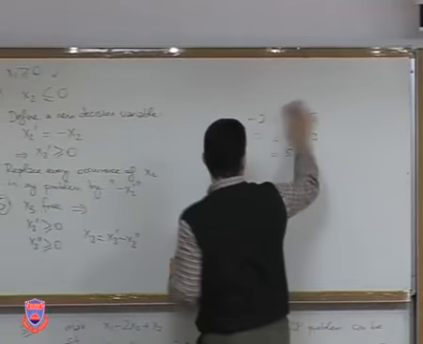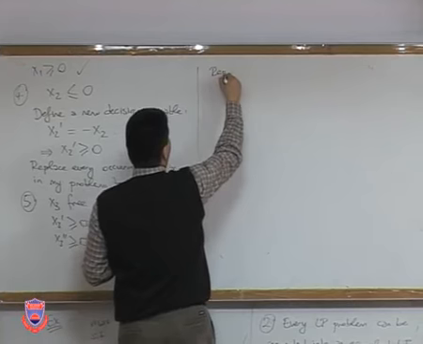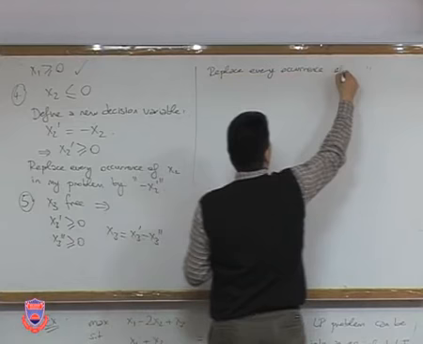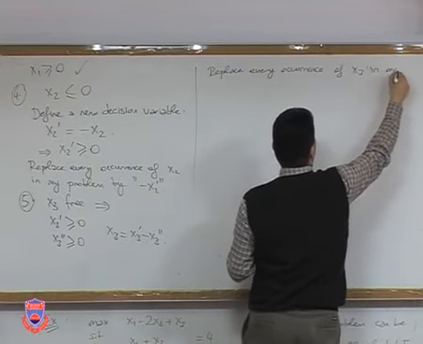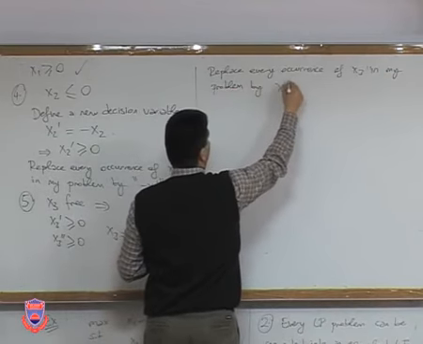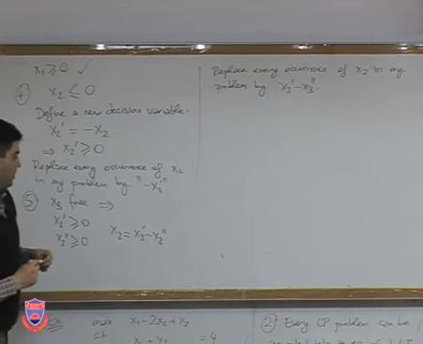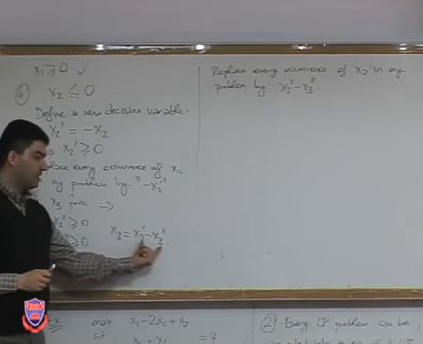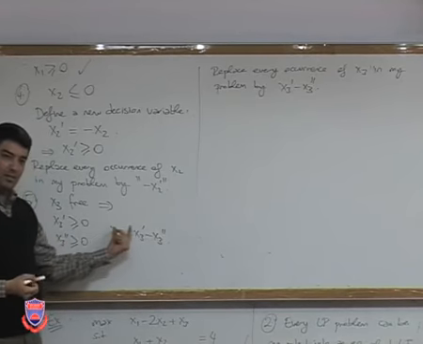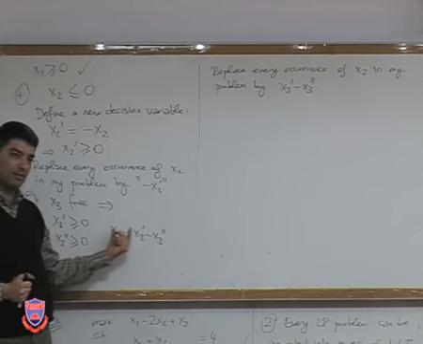Then just like we did in number 4, we're going to replace every occurrence of x3 in the original problem, in my problem, by x3 prime minus x3 double prime. So wherever I see x3, I'm going to simply write this expression instead. Okay? Does everybody understand this part? So is it clear that every real number can be expressed as difference of two non-negative numbers?